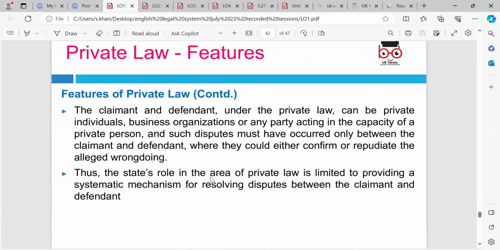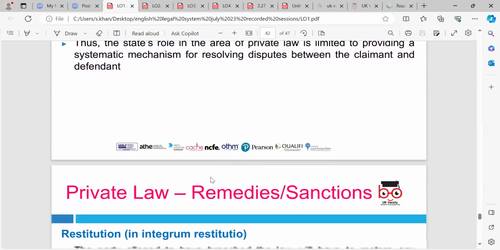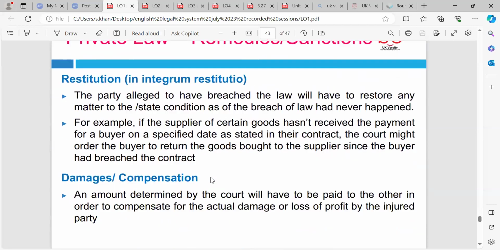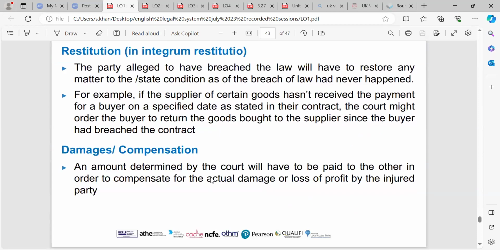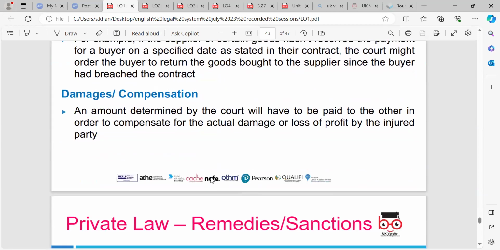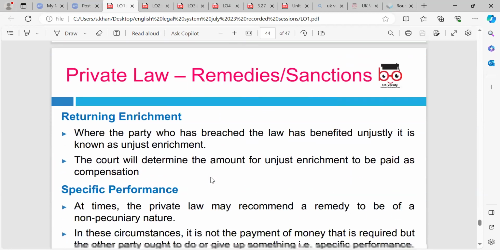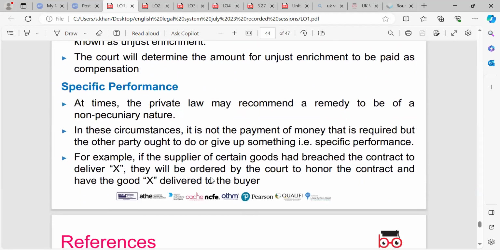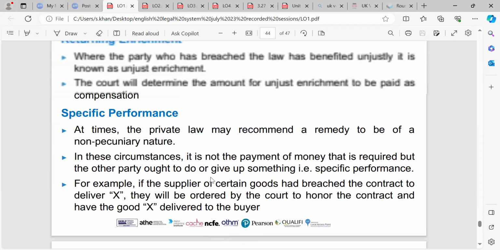We then went on to the remedies and sanctions under private law. So if someone has supplied some goods to you and you haven't made payment, they can return the goods, damages and compensation. We then went on to look at remedies and sanctions within private law.